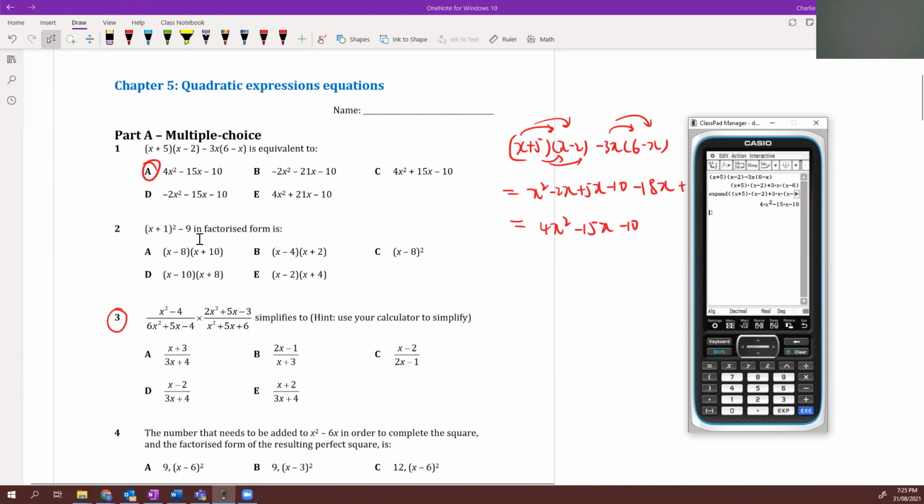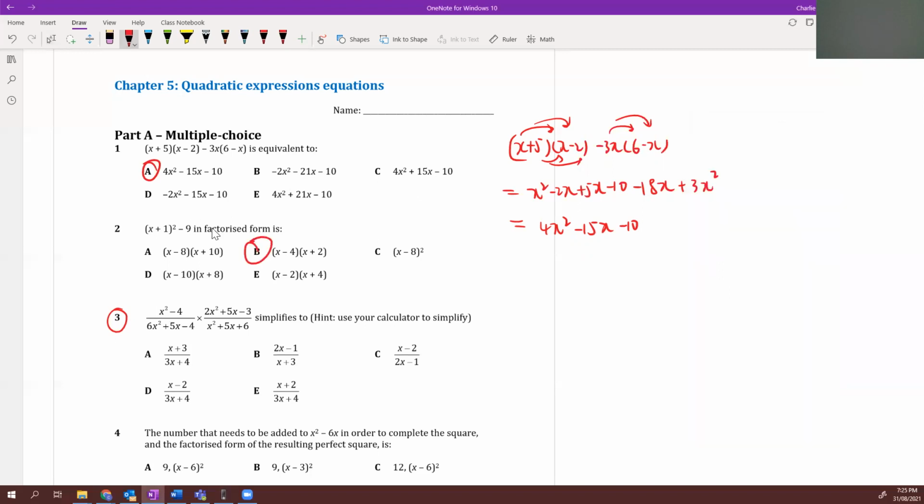Bracket x plus 1 squared minus 9. Let's have a look at how to do it by calculator first. So type exactly what this is: bracket x plus 1 bracket squared, and then minus 9. We are trying to factorize it. Okay, highlight it. Interactive, transformation, factor. Click on factor. So x plus 4 times x minus 2.